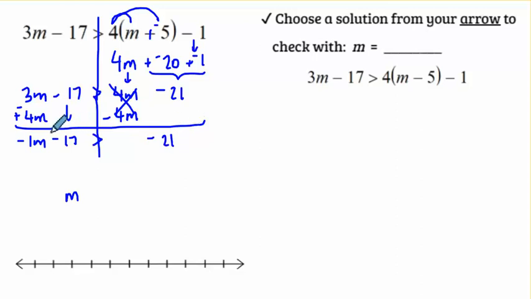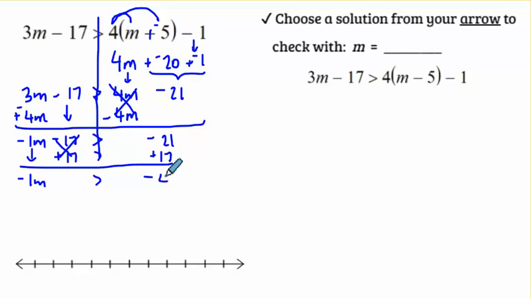And now I need to get rid of the lonely guy. I will add 17 to both sides. When I do that, I am going to need to erase a little bit because this m is messing me up here. Okay, now we're in business. All right, these will cancel out, and I bring down my negative 1m, my greater than symbol, and a negative 21 plus a positive 17 is a negative 4.